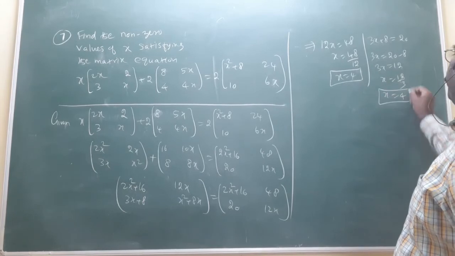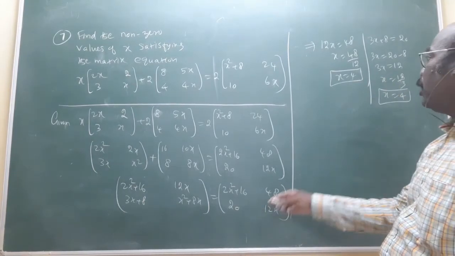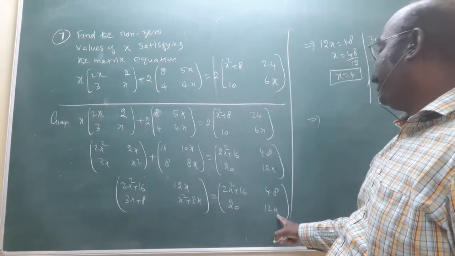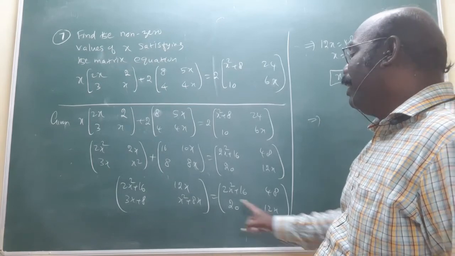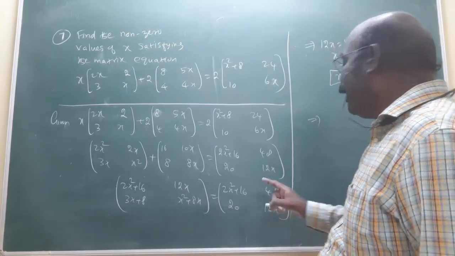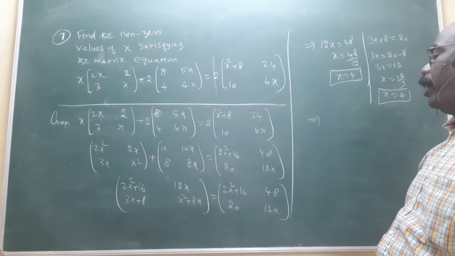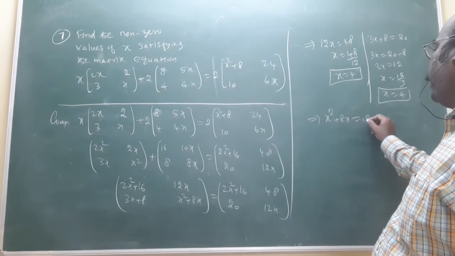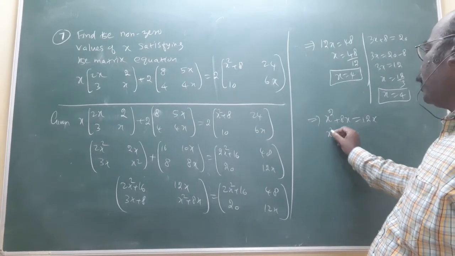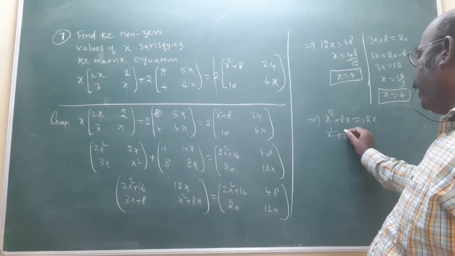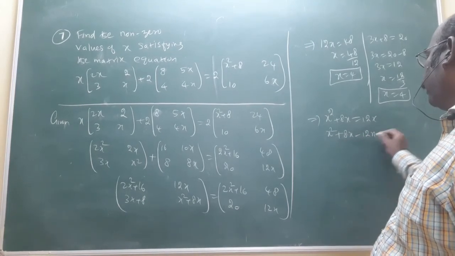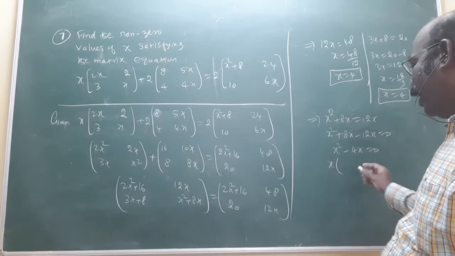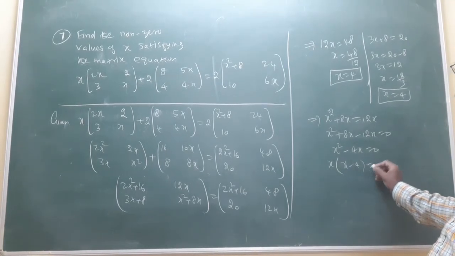The same answer will be. Then equate last with last. X square plus 8x equal to 12x. Now what is the equation? X square minus 8x minus 12x, x square minus 4x. Now x is common, taken outside. X minus 4 equal to 0.